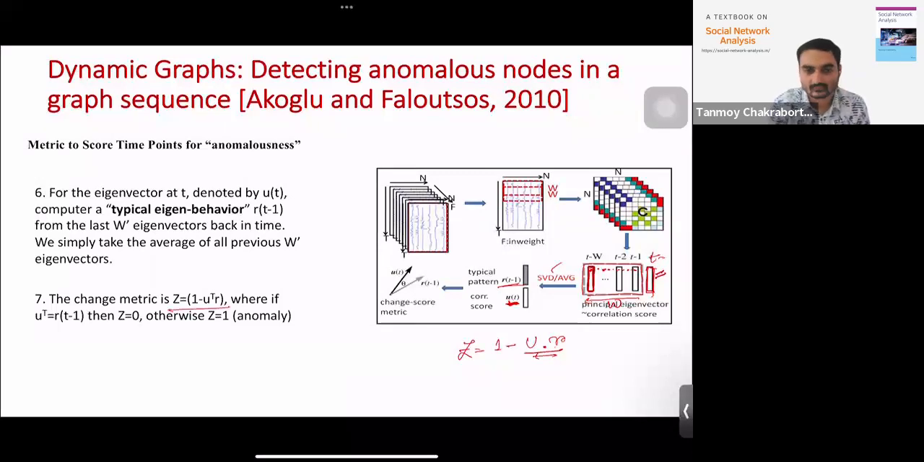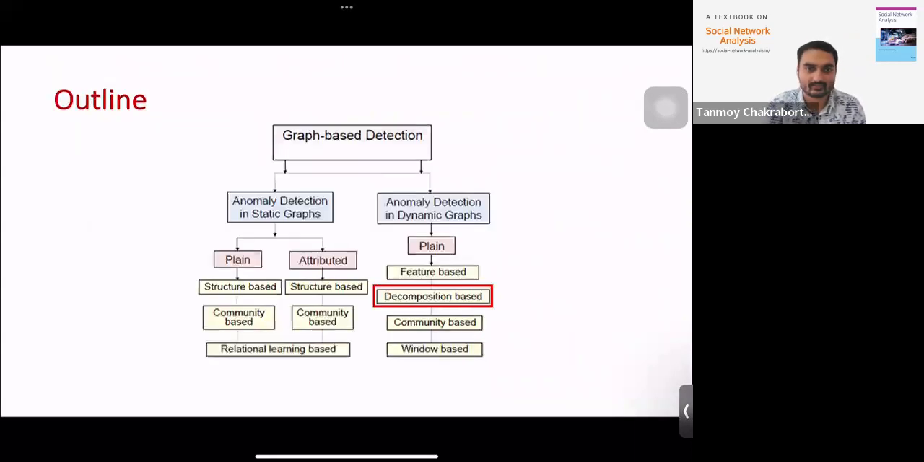So 1 minus U transpose R is essentially the dissimilarity between the eigenvector at window T and the squeezed representation of all the eigenvectors before T. Now, if this number is high, that means there is an anomaly at timestamp T, because this structure is very different from the historical data, I mean, from the previous timestamps. This is the simple idea. Very simple idea, as you can see.